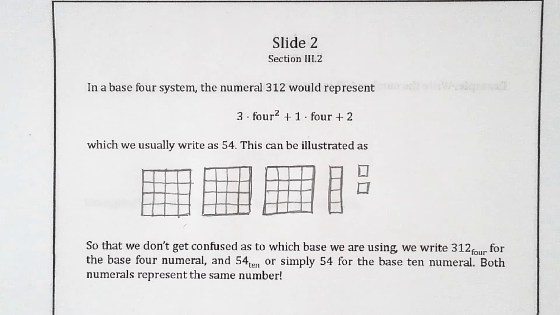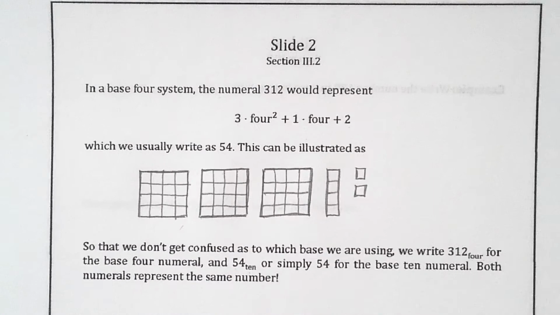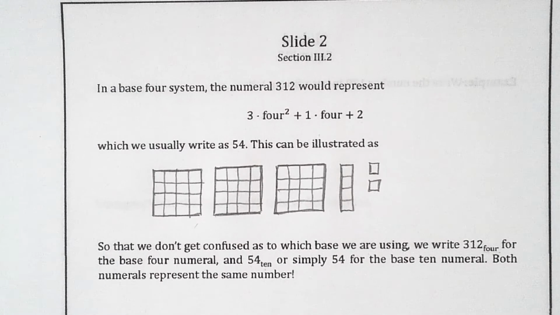So if there's going to be any confusion between which system we're using, we just write the little number beside the digits. So we could write 312 base 4 for a base 4 numeral, 54 base 10, or simply 54 for a base 10 numeral. So these are just different ways of writing the same number. Remember we talked about how there's a difference between numbers and numerals. A numeral is a way of writing a number. When I talk about 312 base 4 and about 54 base 10, it's the same number. But the numeral is different. I'm just representing it in different ways, but it's the same amount.